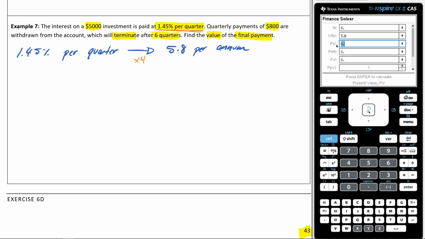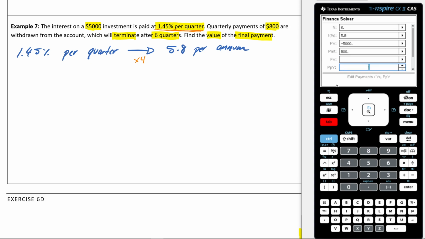The present value is going to be negative 5,000. My payments are going to be positive 800. My future value, I don't know. My PPY and CPY will both be 4 because it's compounding quarterly. After 6 quarters, how much will be left in here? There'll be $473 after 6 quarters.